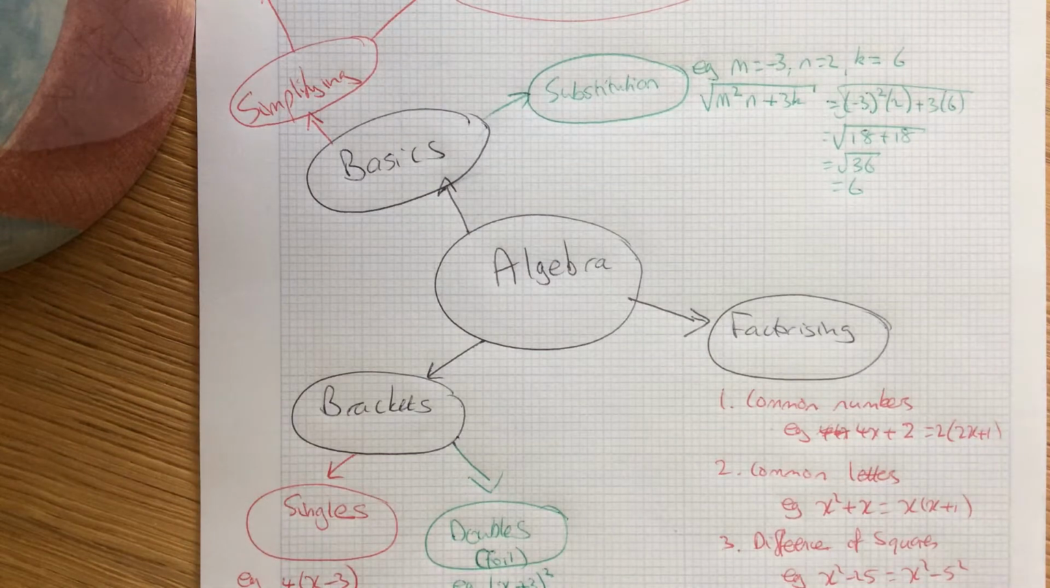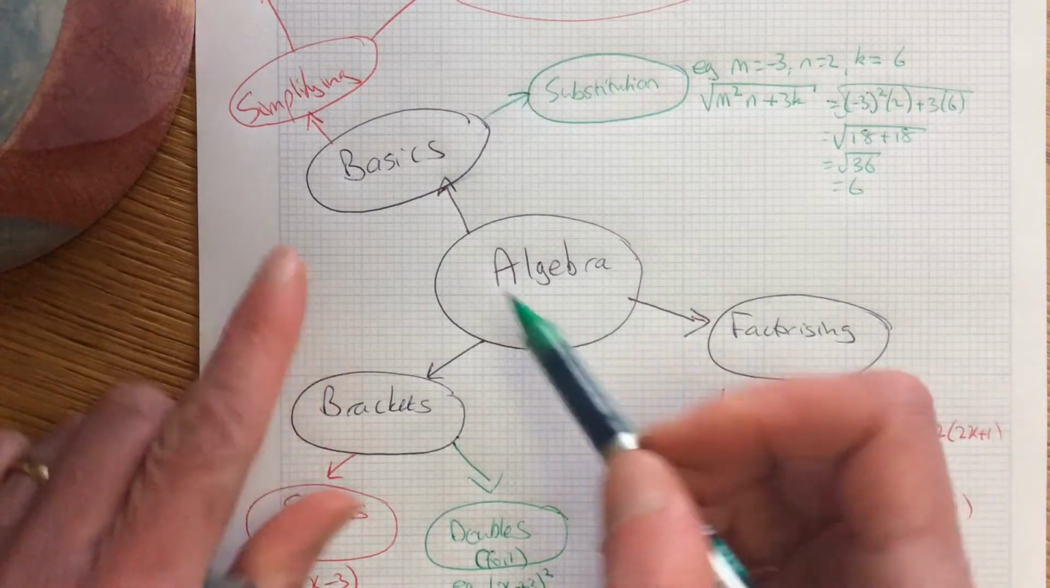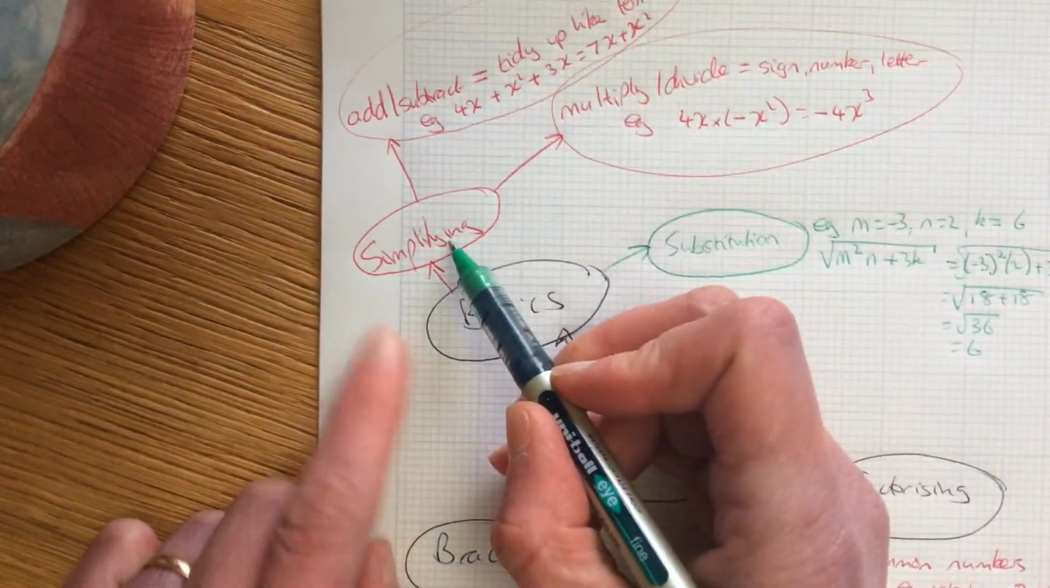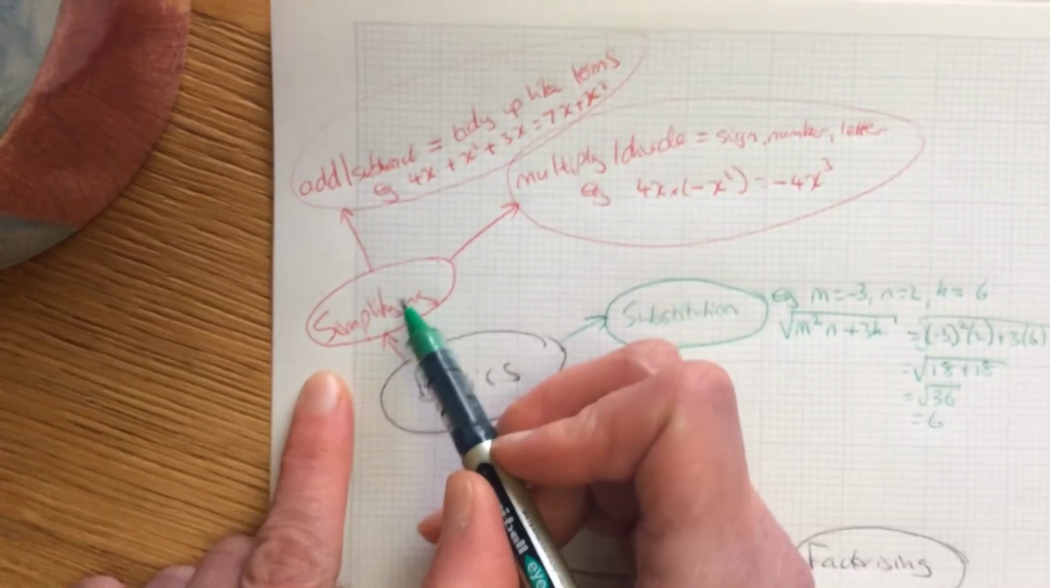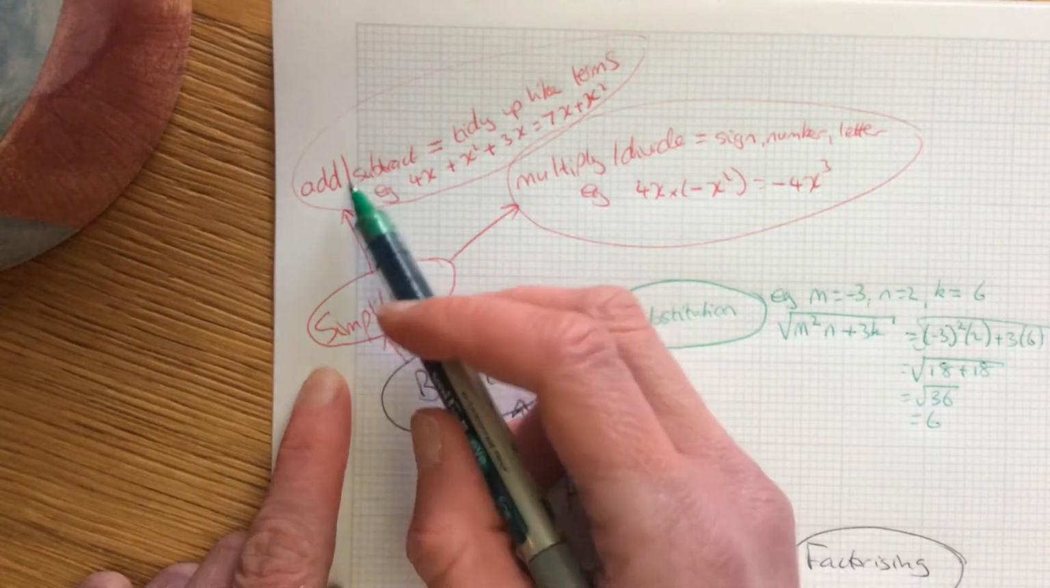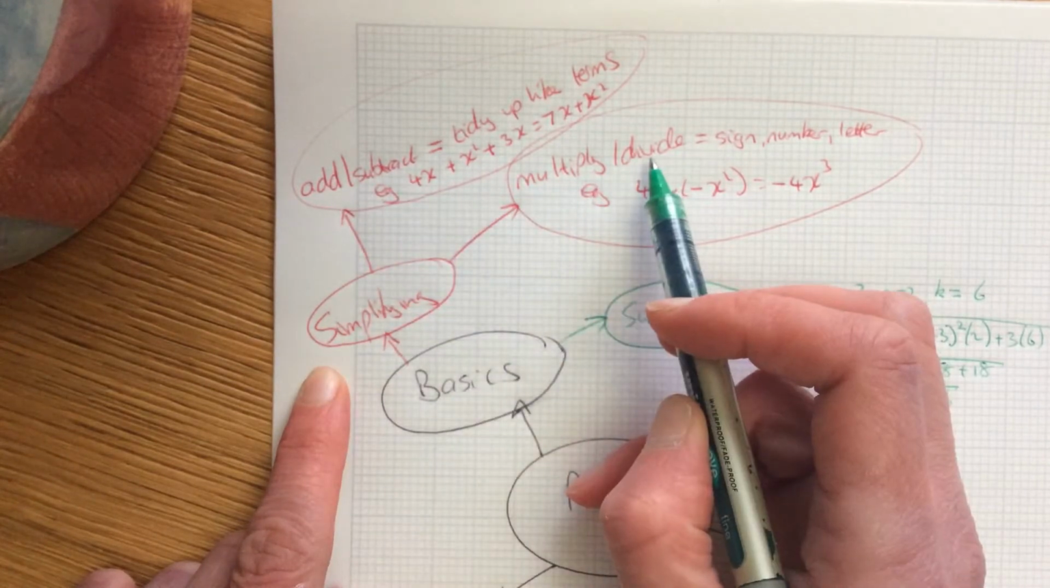Okay, I just want to talk you through your algebra bubble diagrams. So I start off here with the basics. There's simplifying and substitution. Simplifying breaks into two: adding, subtracting, and multiplying, dividing.